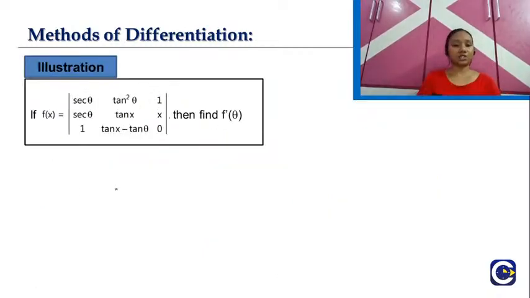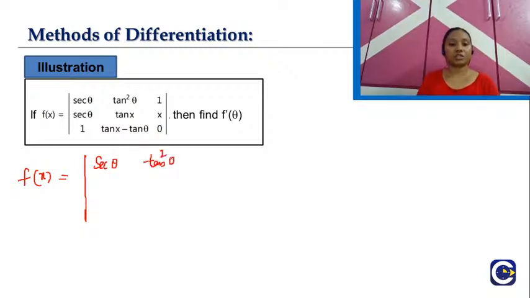So here is the question. They have given a question in terms of theta. So the function f of x, in terms of x only, is nothing but equal to the determinant: secant theta, tan square theta, 1; secant theta, tan x, x; 1, tan x, minus tan theta, and 0.